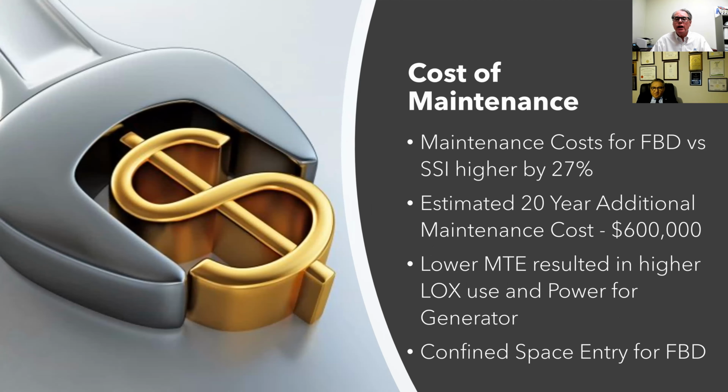And in one case study, this has shown significant cost savings. Maintenance costs for fine bubble diffusers versus side stream injection were higher by 27%. The estimated 20-year additional maintenance cost for fine bubble diffusers was $600,000. The lower mass transfer efficiency resulted in higher LOX use and power for the generator, and confined space entry for fine bubble diffusers was eliminated with side stream injection.